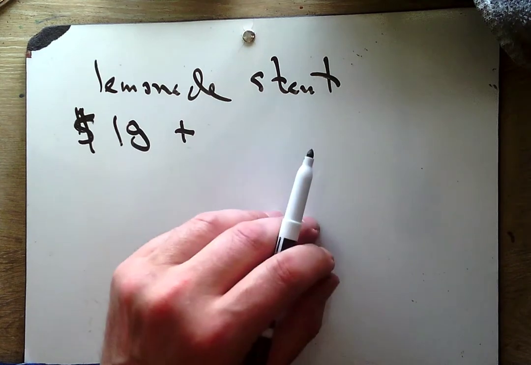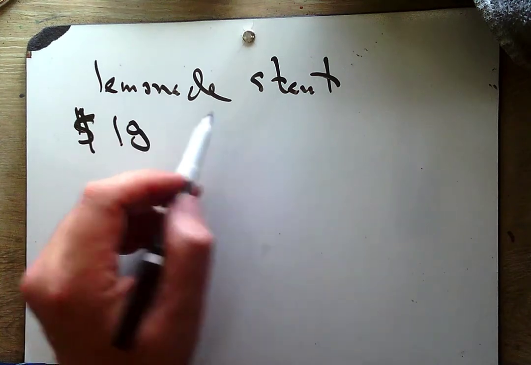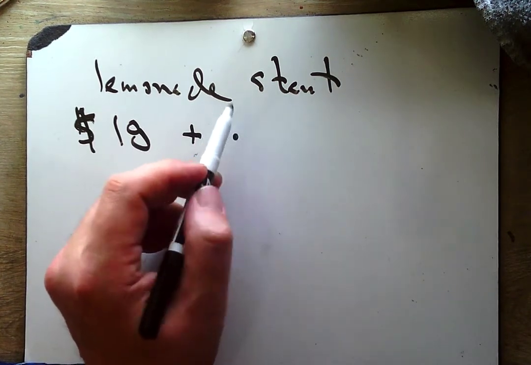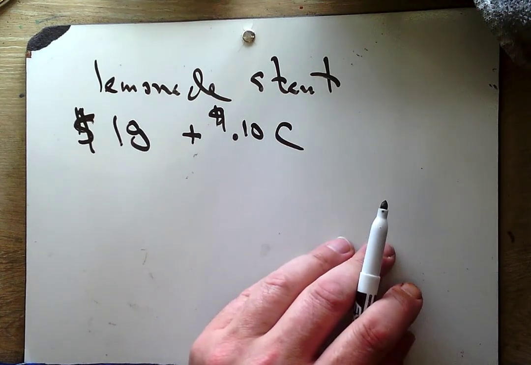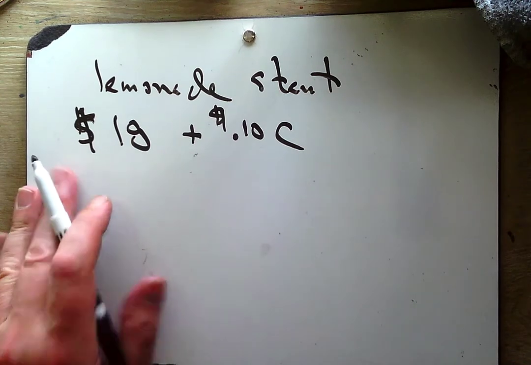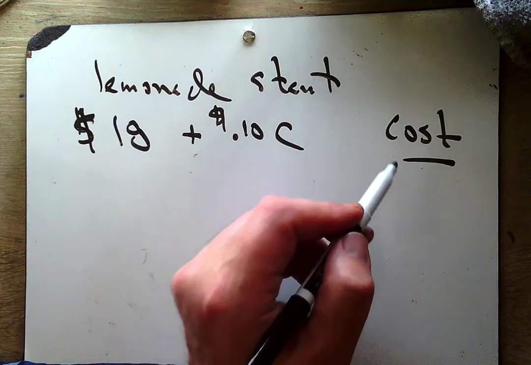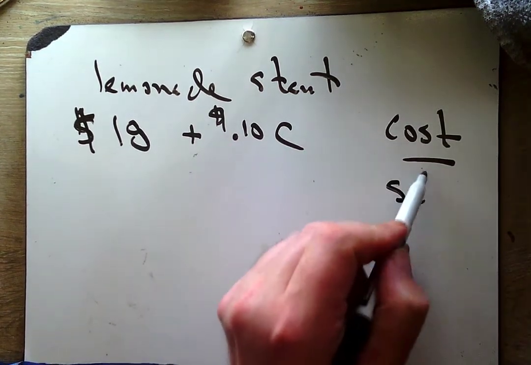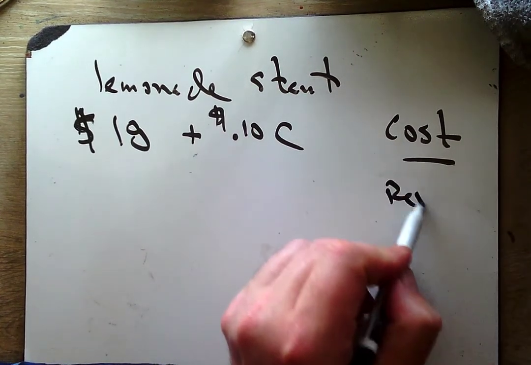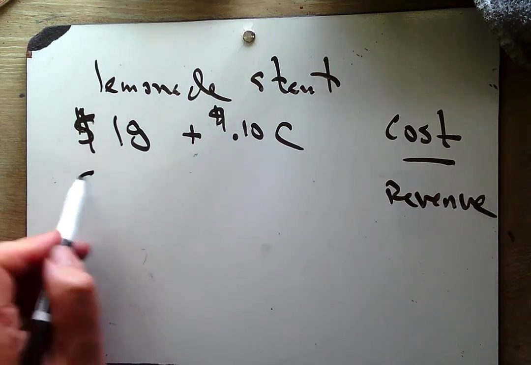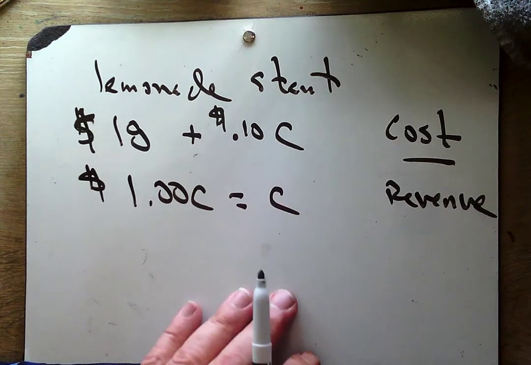So you need to pay for the cups, you need to pay for the lemonade, and you figure out that the variable costs are going to be 10 cents for each cup of lemonade you sell. Okay? And so this is my cost equation. Now, revenue, the money that comes in: you're going to sell this lemonade for $1 a cup. And so your revenue is going to be $1 for each cup, or you could just write 1C.